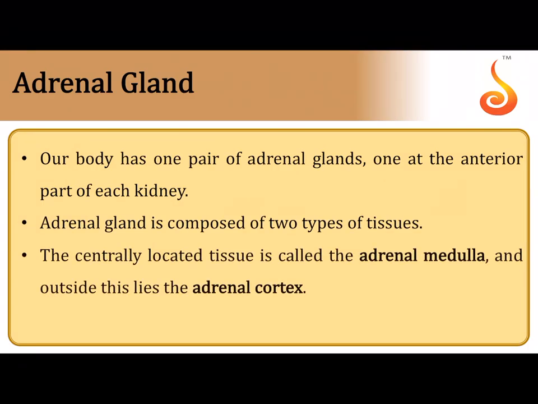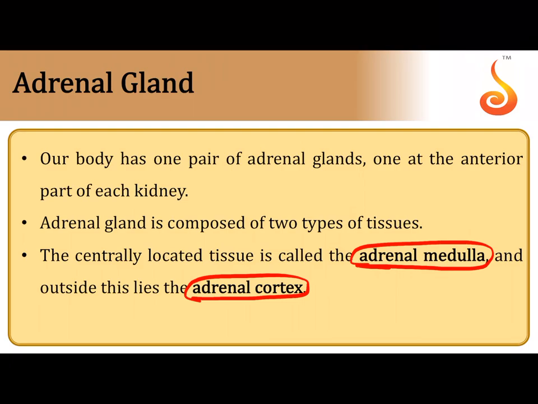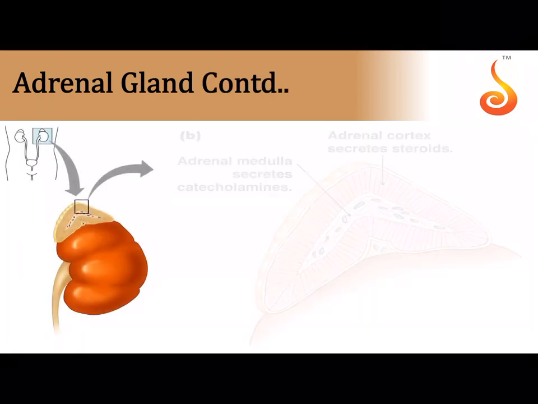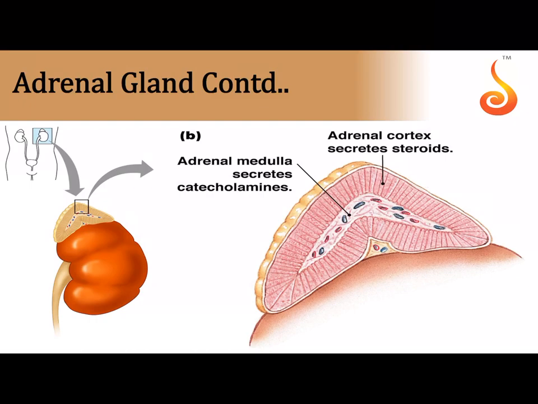Adrenal gland, very important. We have a pair of adrenal glands, one on each of our kidneys. It has a superficial zone that is referred to as the adrenal cortex, and a deeper zone which is referred to as the adrenal medulla. So here you can see the superficial zone is the adrenal cortex, and the deeper zone in the adrenal region is the adrenal medulla.